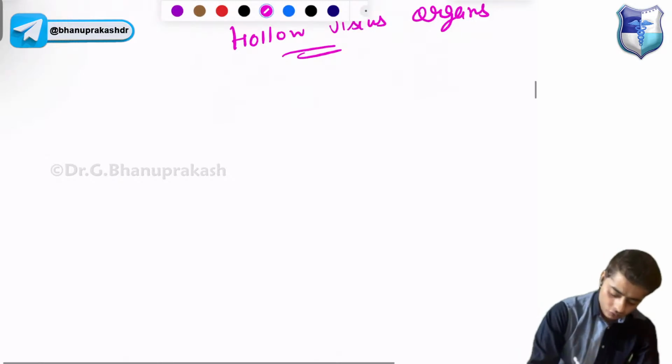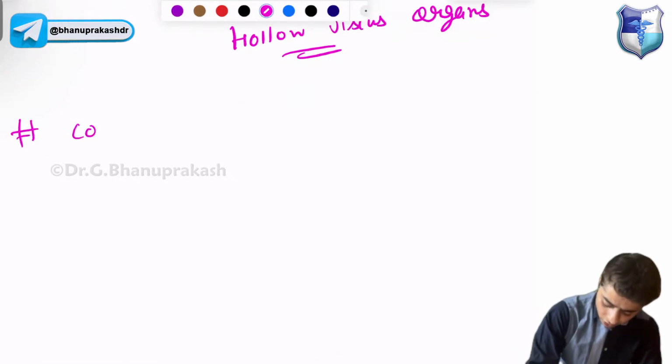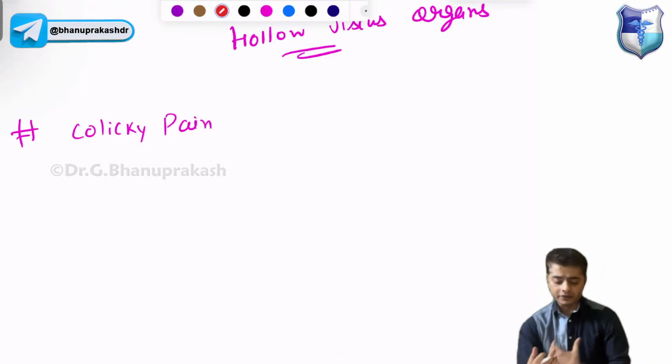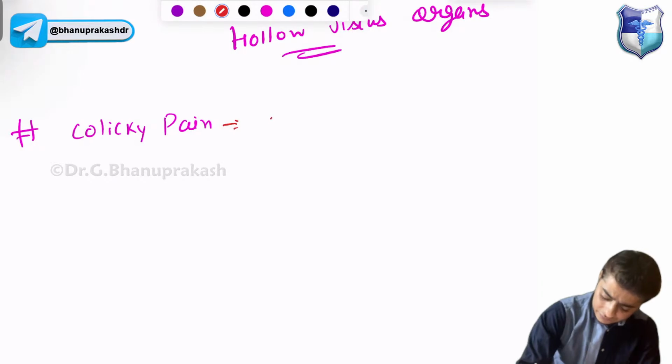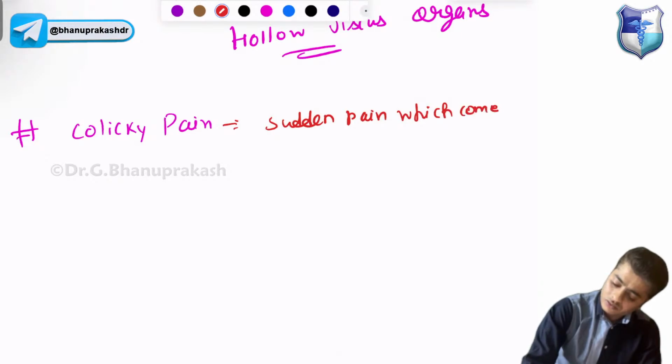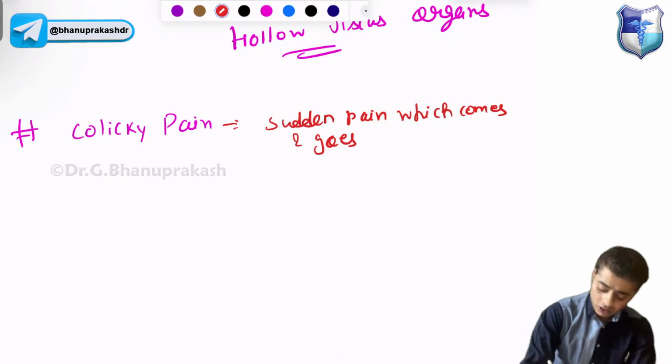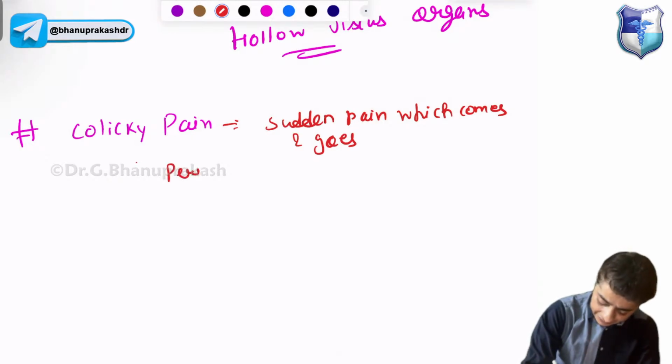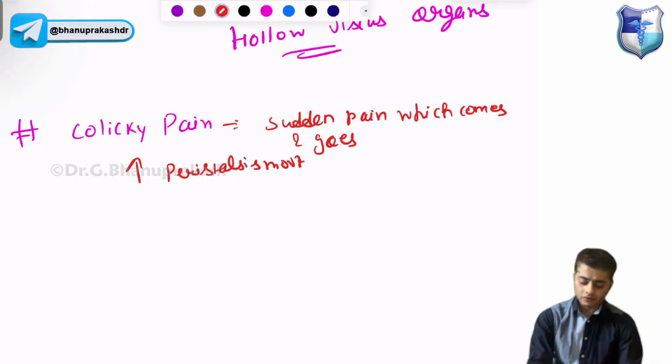Now, I will also tell you about one more pain, that is colicky pain, or colic pain. What kind of pain is colic? It is a sudden pain which comes and goes. It is due to an increase in peristaltic movement. And why does this kind of colic pain happen?